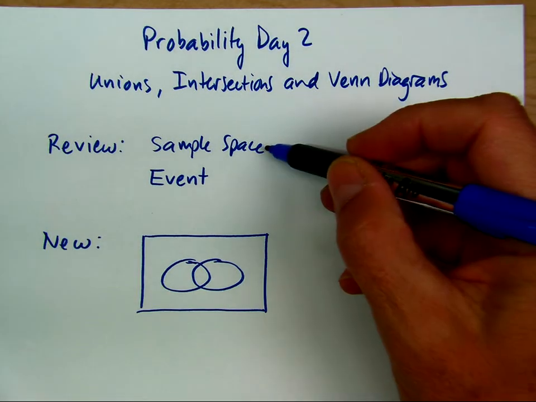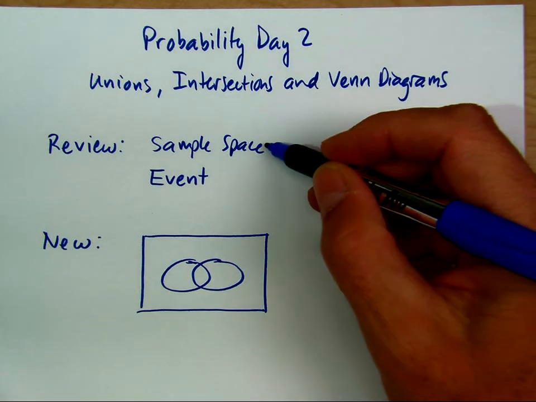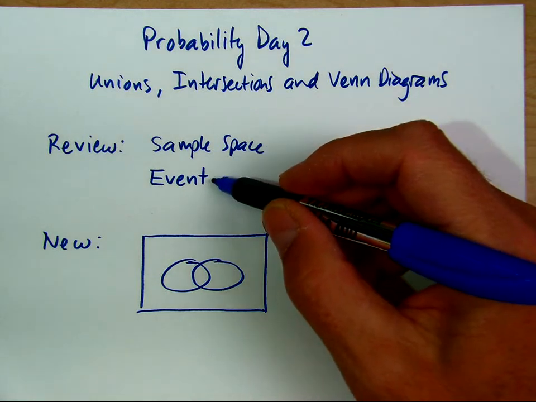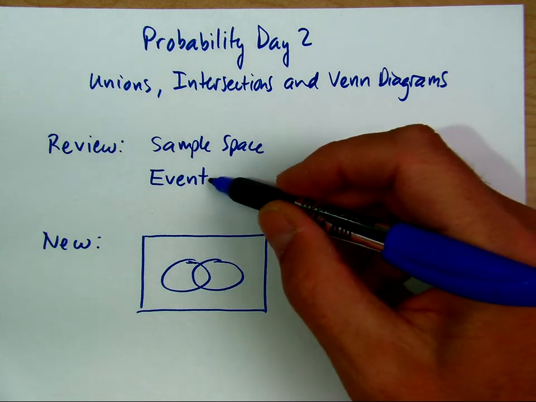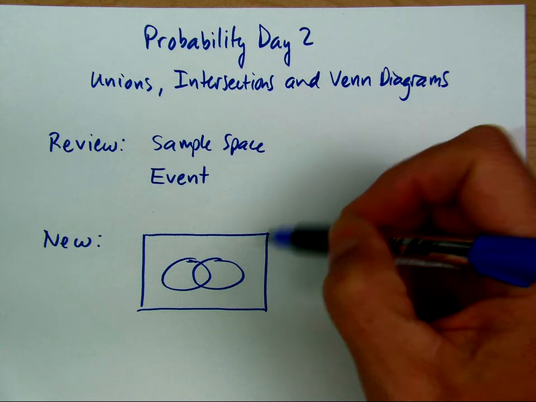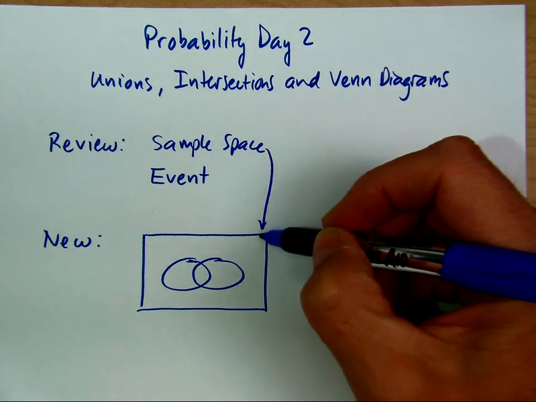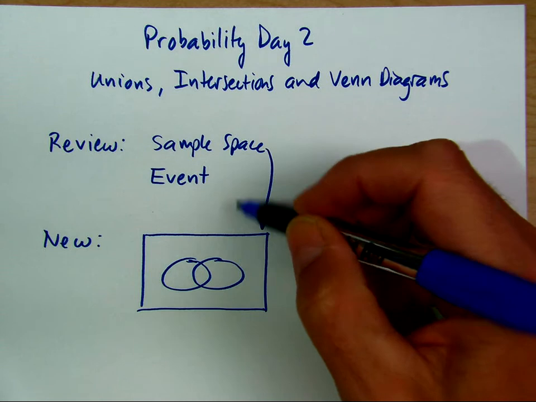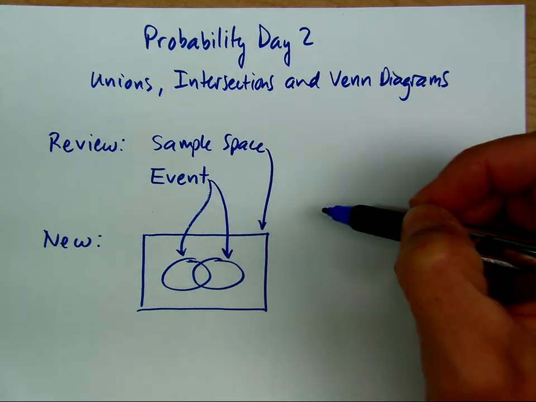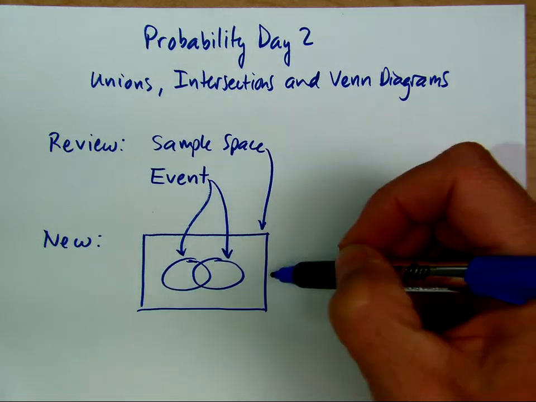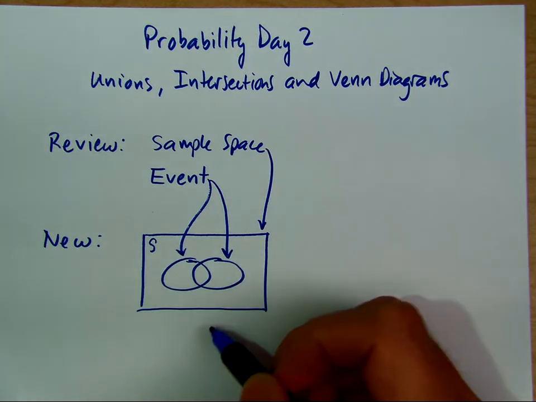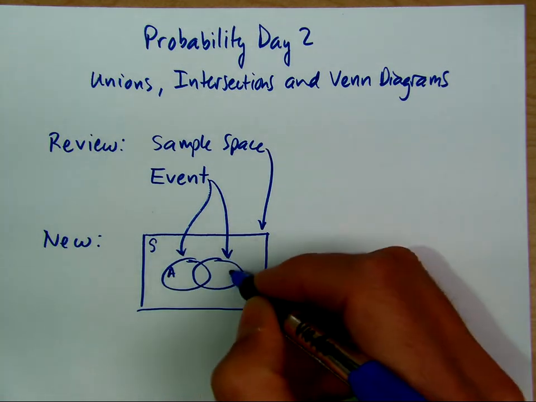We talked about sample space in the previous lesson. Sample space is all the possible outcomes, and an event is a subset of the sample space. An event is some part of that. In the Venn diagram, the sample space is the area in the rectangle, and events are these regions of the sample space. So we could say that the sample space is all of this area, and then we have event A and event B.